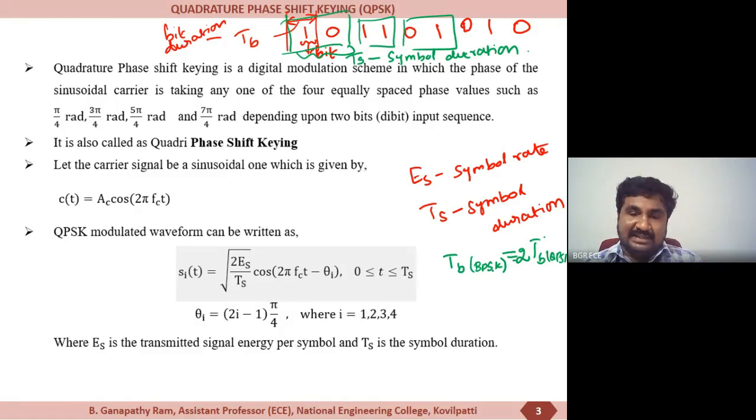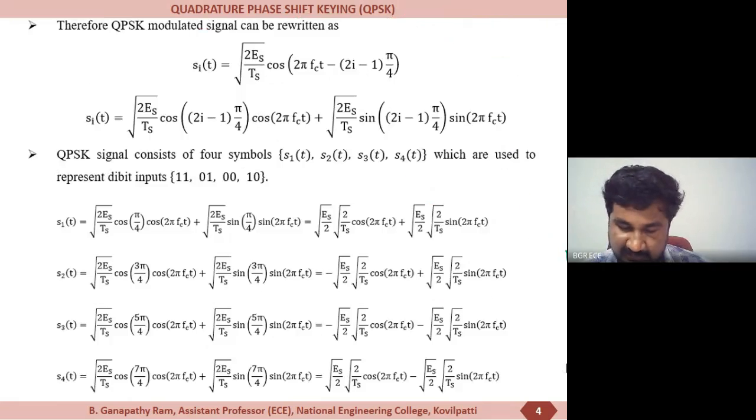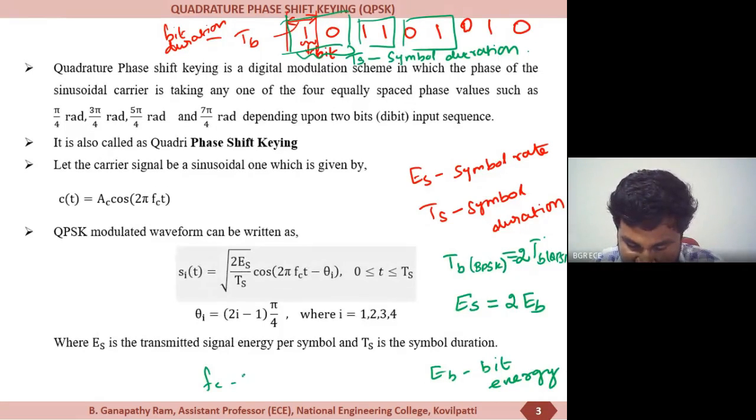Similarly, every bit is having a bit energy EB, and here each symbol is constructed by 2 bits. So the energy per symbol is equal to twice the bit energy. Here EB is the bit energy. And FC is the carrier frequency.